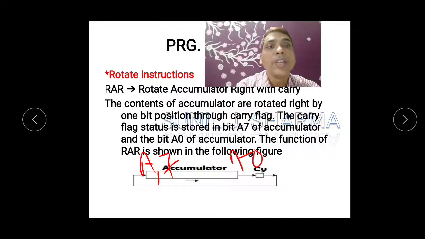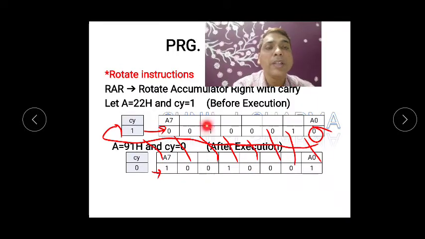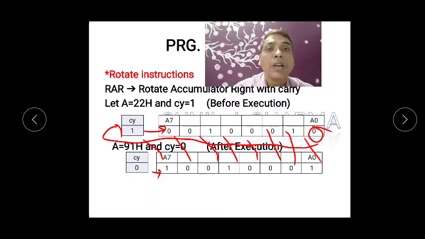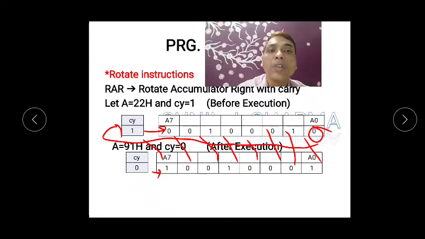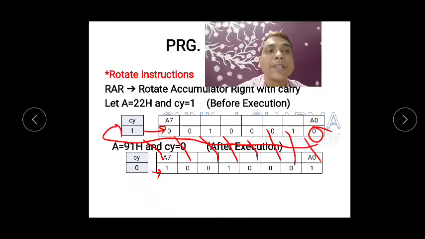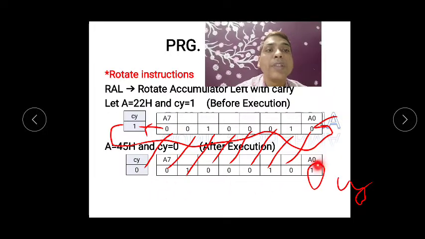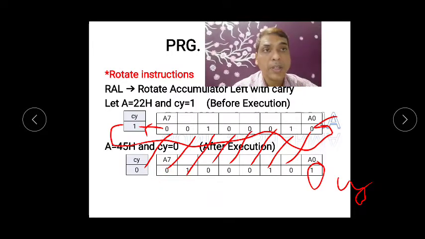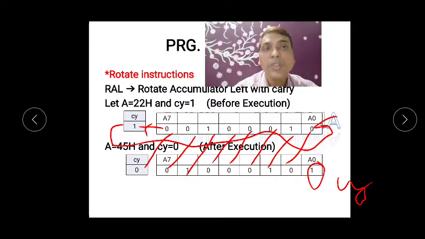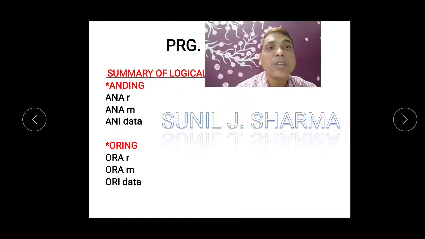Then we don't have any relationship here, but here the value of carry is considered. Either it will go to A7 or it will go to A0. In this case it is going to A7. In this case carry value is given here, and every bit is shifted towards left. Now this finishes your logical group of instructions.